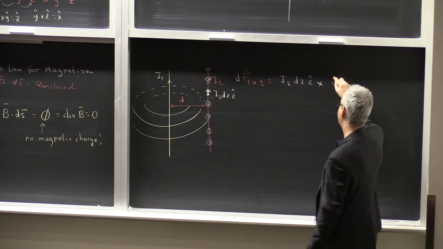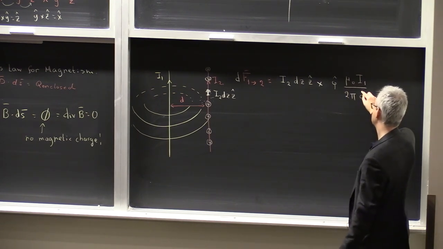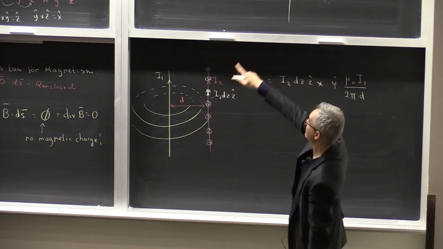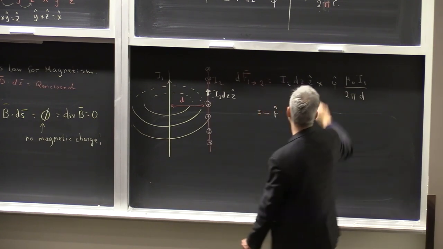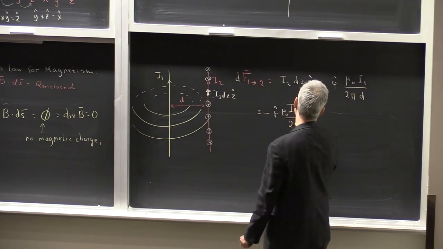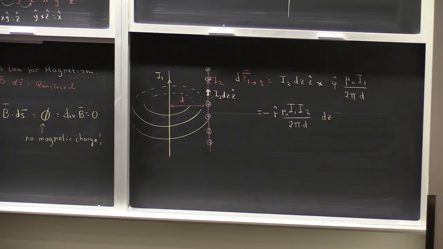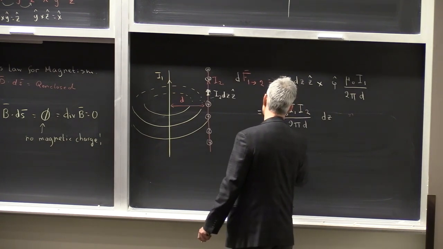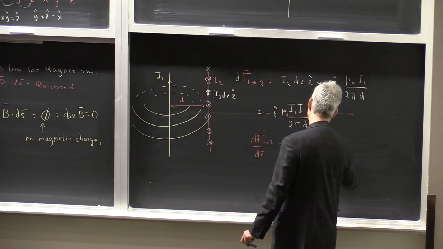So it is equal to phi hat mu naught I1 over 2 pi, and the distance now is d. So this is it. And z cross phi will be minus r hat. So you see that we have a per unit length force given by this formula here.